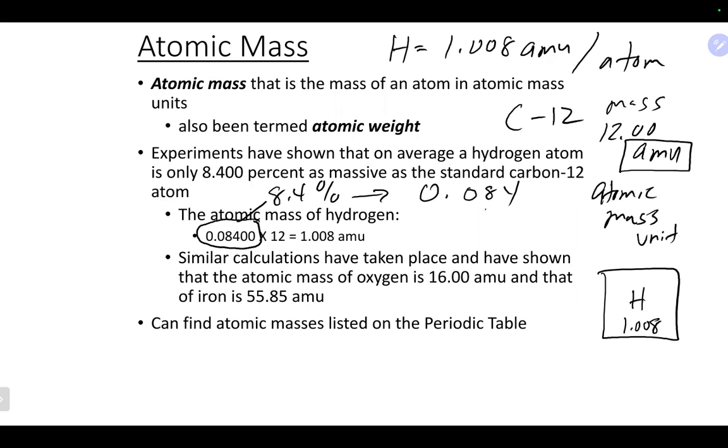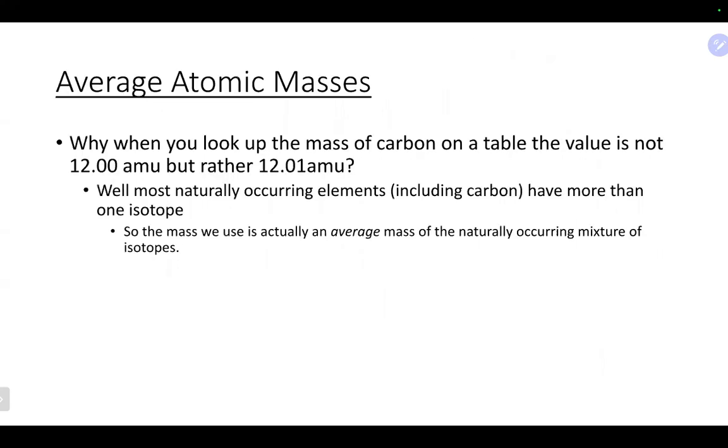Since they did choose this carbon-12 isotope as a standard to compare everybody to, and it has a mass of exactly 12, when we look on the periodic table underneath carbon, it doesn't say 12. It says 12.01 in most cases. And the reason is that what we see on the periodic table is actually the average atomic mass, even though nobody ever calls it that. It is the average atomic mass of all the naturally occurring isotopes for that element.